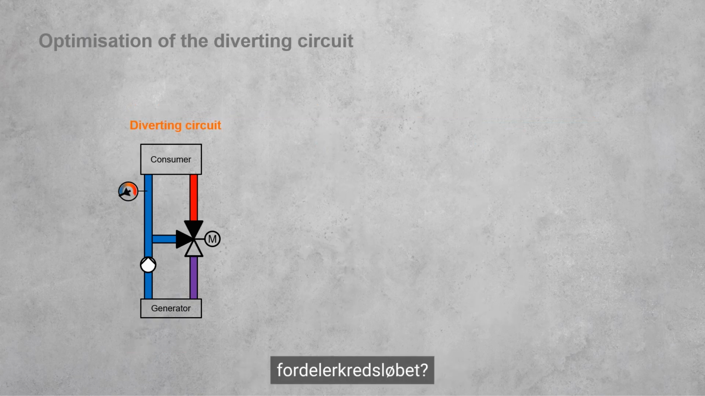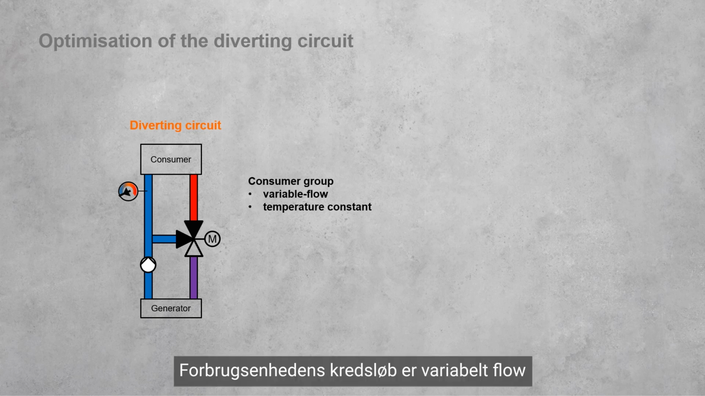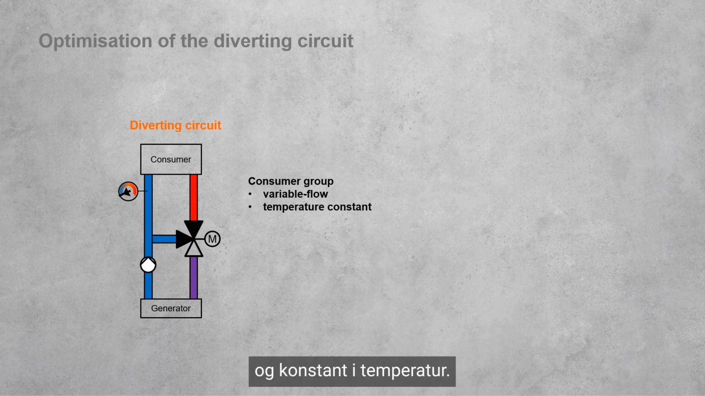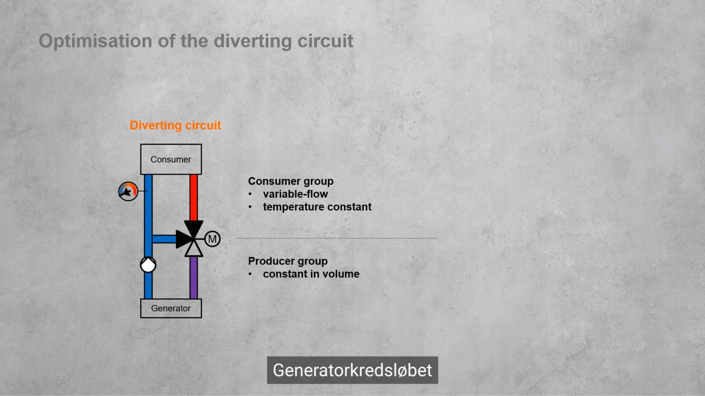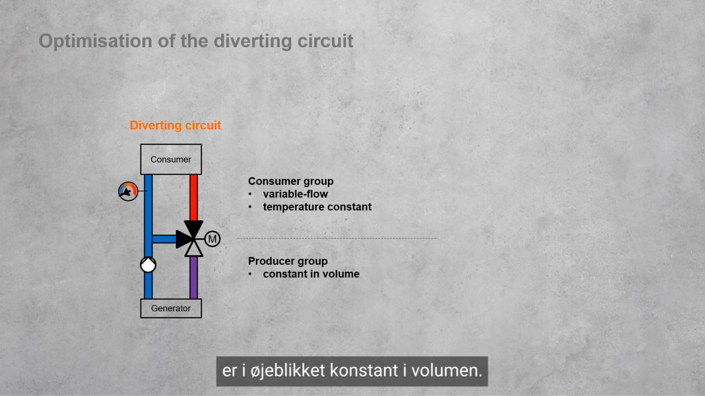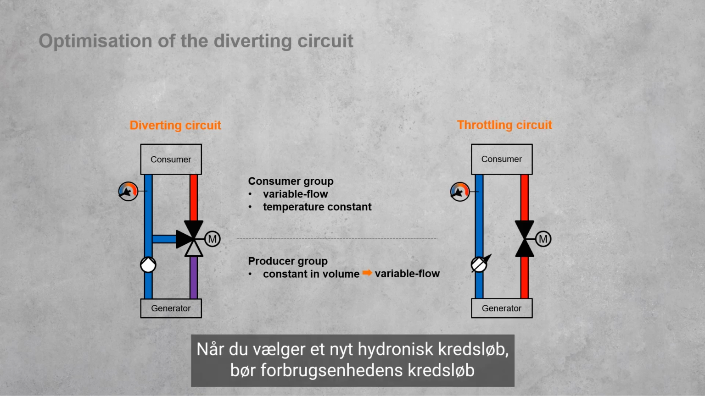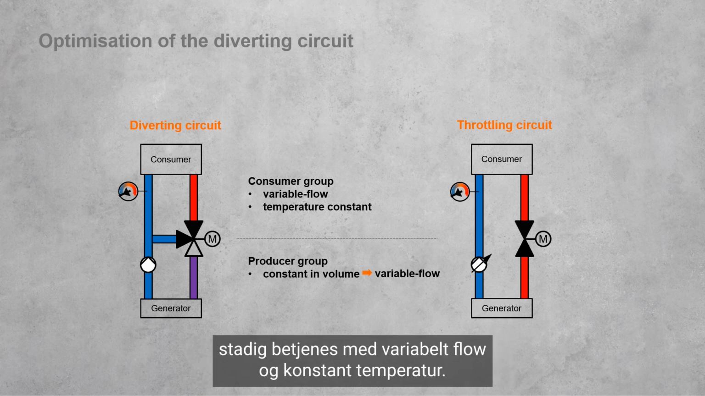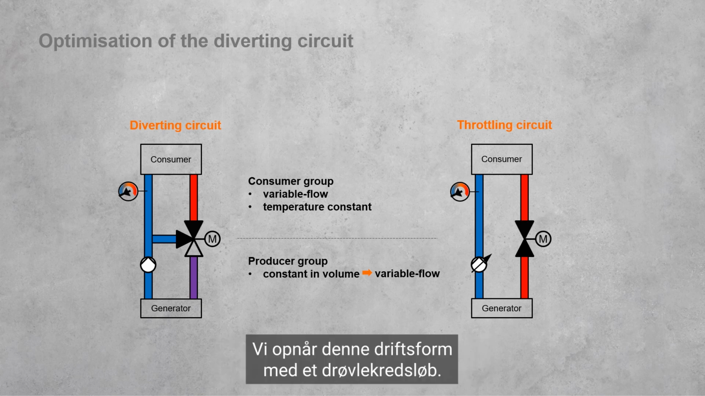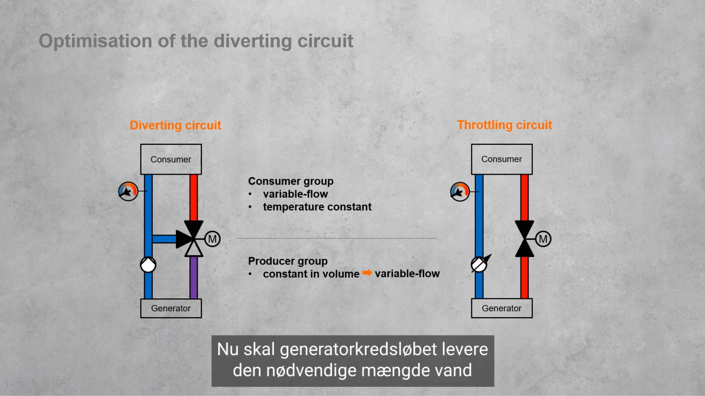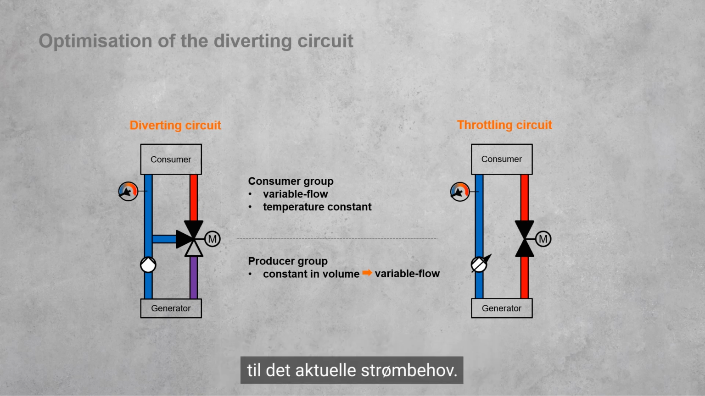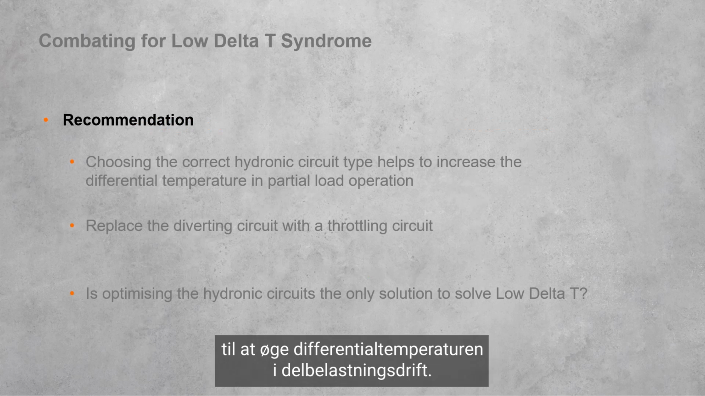How can we now optimize the diverting circuit? The consumer circuit is variable flow and constant in temperature. The generator circuit is currently constant in volume. When choosing a new hydronic circuit, the consumer circuit should still be operated with variable flow and constant temperature. We achieve this mode of operation with the throttling circuit. Now the generator circuit has to supply the required amount of water for the current power demand only. The choice of hydronic circuit helps to increase the differential temperature in partial load operation.